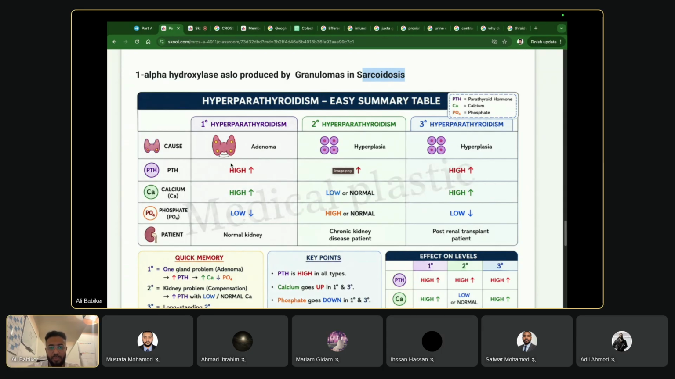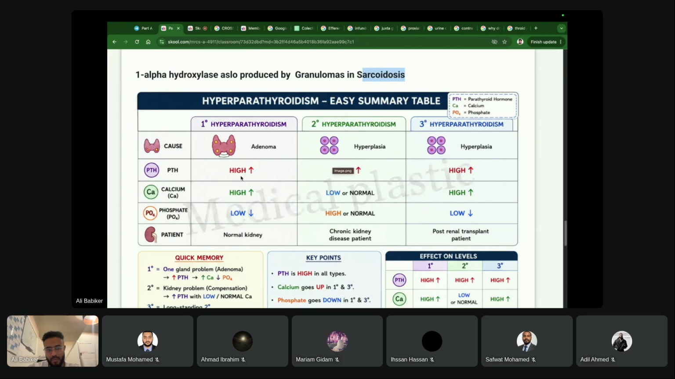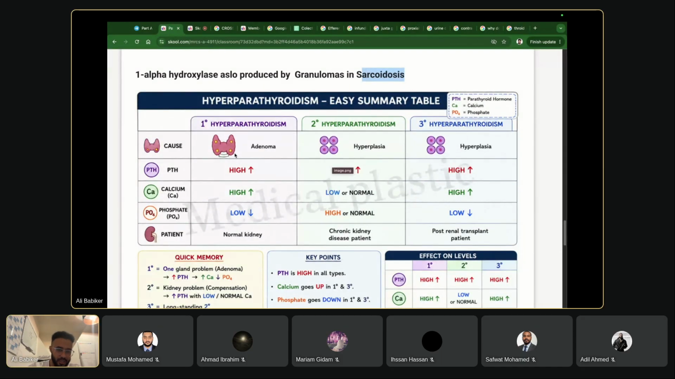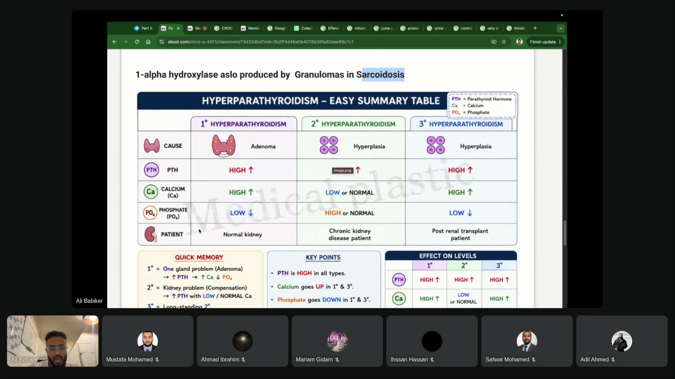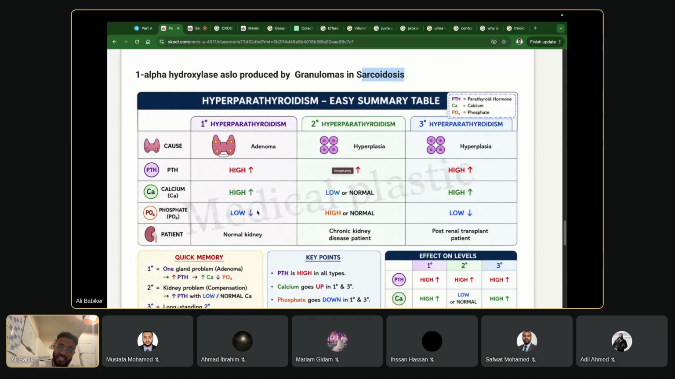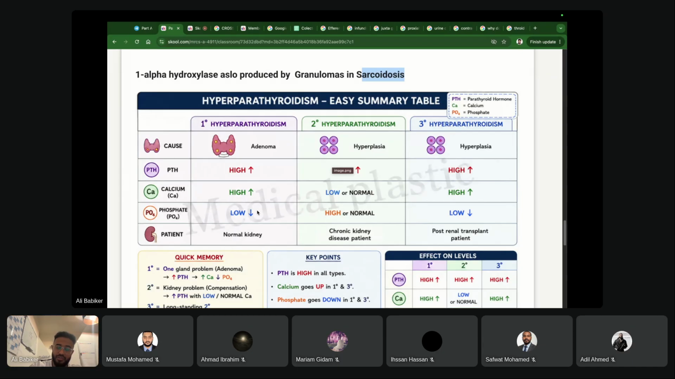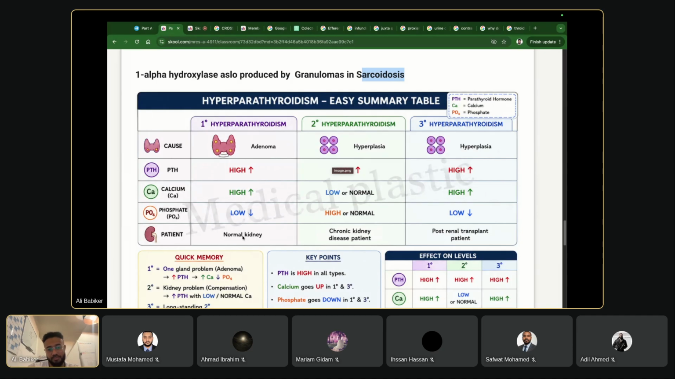The parathyroid hormone will be high because the gland is overproducing, obviously. The calcium will be high because the gland is attacking the bone and producing calcium. The phosphate will be low because we said the parathyroid hormone decreases the phosphate. And I just told you in the previous lecture that the parathyroid hormone increases phosphate secretion in the distal convoluted tubules. The patient will have a normal kidney.